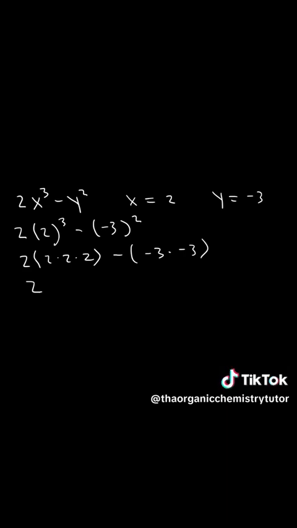2 times 2 times 2 is 8. Negative 3 times negative 3, that's positive 9. And 2 times 8 is 16. So we have 16 minus 9, which is equal to positive 7. And so that's the answer for this problem.